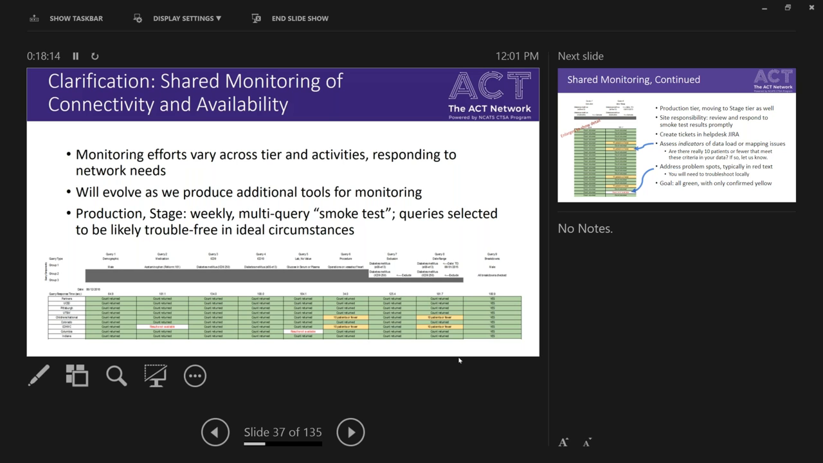So this would go out weekly, and we ask for sites to look at this, and if there are problems here, to please address them. We do want you to maintain a sense of situational awareness of your connection to the network, even independent of this weekly test. But this is just one opportunity for us to give you a reflection back of how your site is doing at one point in time during the week.